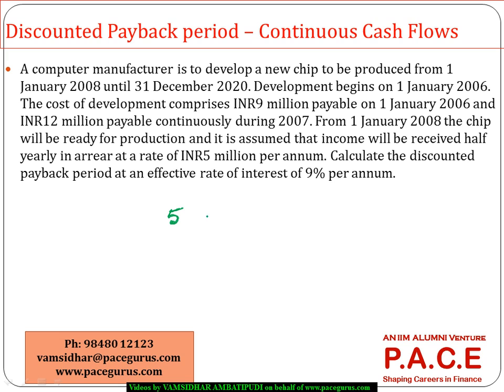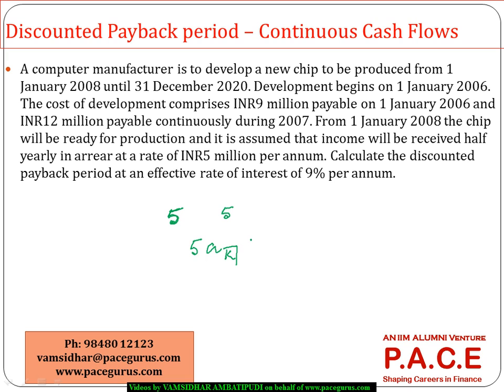So at the end of 2008, I am receiving a 5. End of 2009, I am receiving another 5, and so on. This is how I am getting all the 5s. So the present value of all these 5s, if I am getting the entire 5 at the end of the year for k years, then the present value of this 5 is 5 AK.